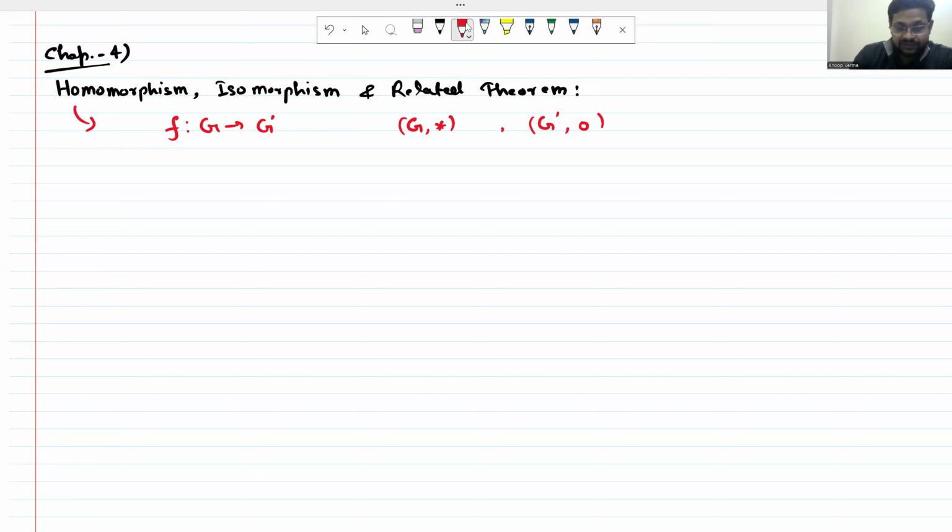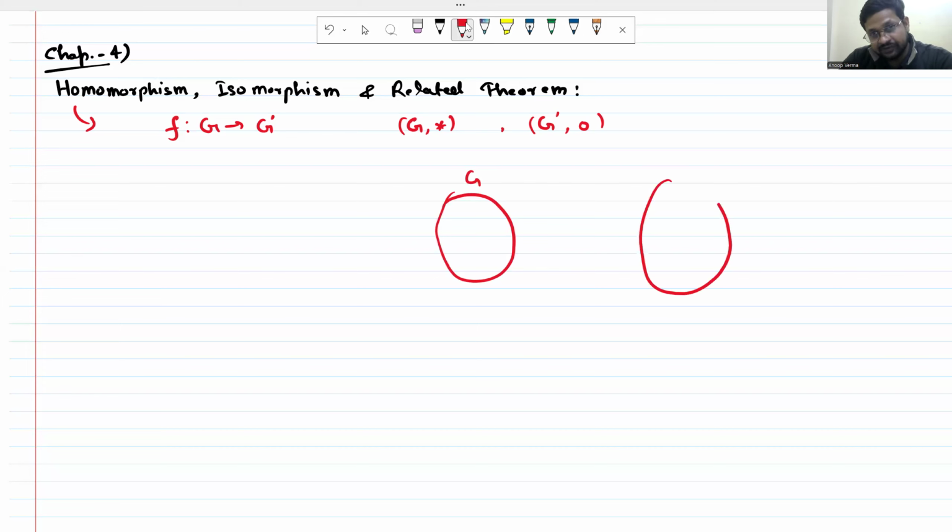Okay, so if there is a function from G to G dash in such a way that, just look here, this is your G and this is your G dash. And if we have two elements a and b in this, clearly if you operate a and b together, this will also belong to G. Okay or not? Yes, sir.